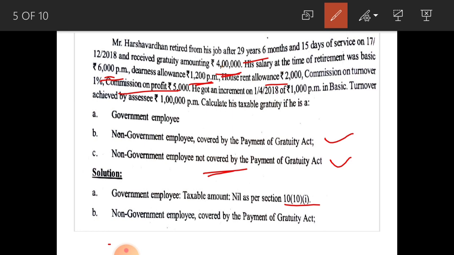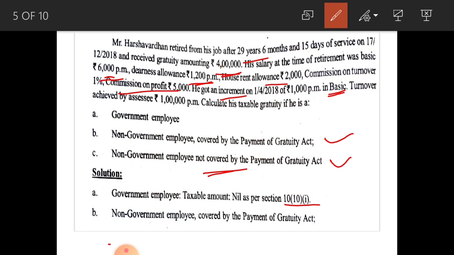Next see, he got an increment on 1/4/2018 of 1,000 per month in basic only. Remember this point, not in DA, only in basic. This information is helpful to calculate the 10 months average salary under employee not covered by the Payment of Gratuity Act. We will discuss these points while solving the problem.